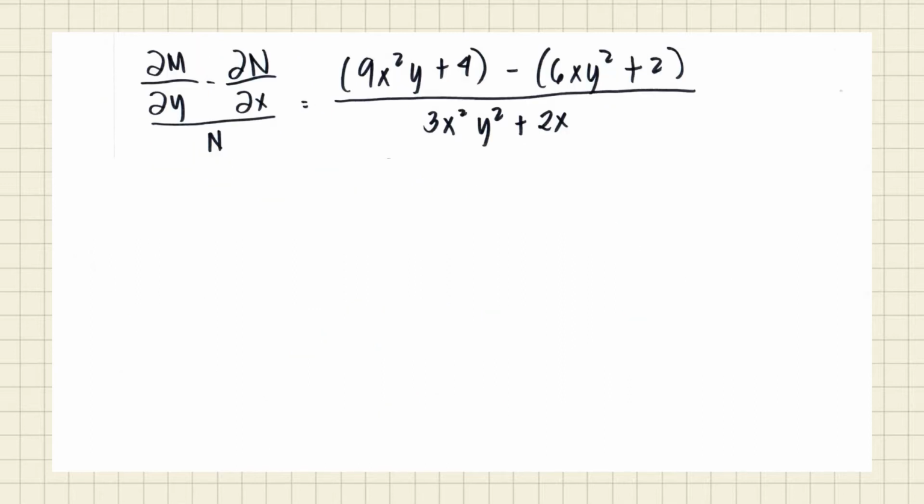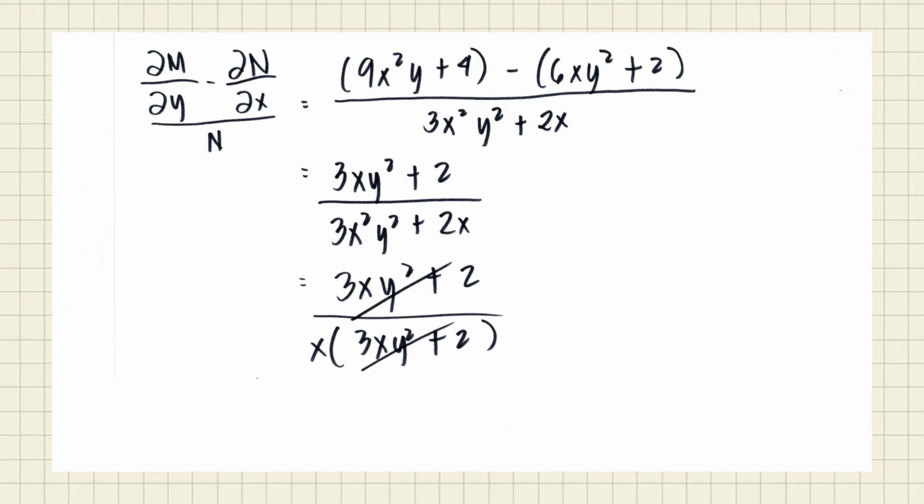Para gawin yon, kailangan nating isubtract si 9xy squared plus 4 sa 6xy squared plus 2, at i-divide natin ang sagot sa 3x squared y squared plus 2x. Ang sagot dito ay (3xy squared plus 2) all over (3x squared y squared plus 2x). I-factor out natin si x at kapag na-factor out na, ay pwede na natin i-cancel si 3xy squared plus 2. So, ang f of x natin ay 1 over x.